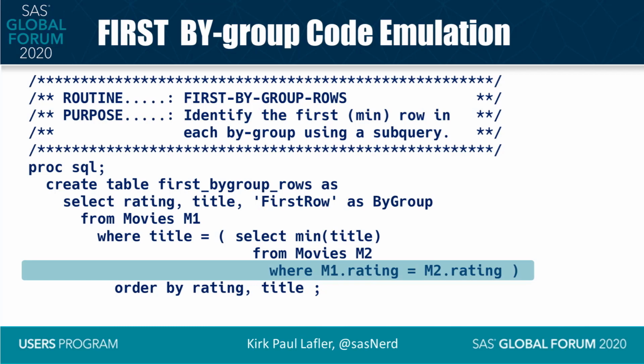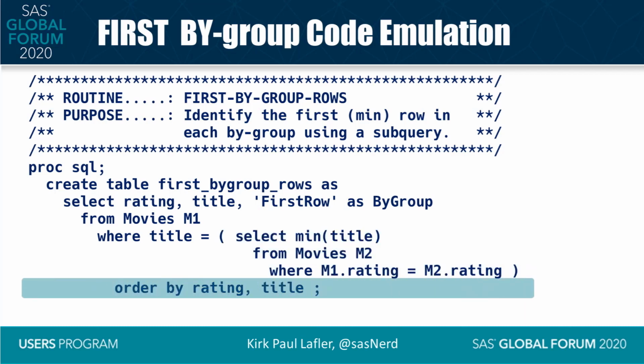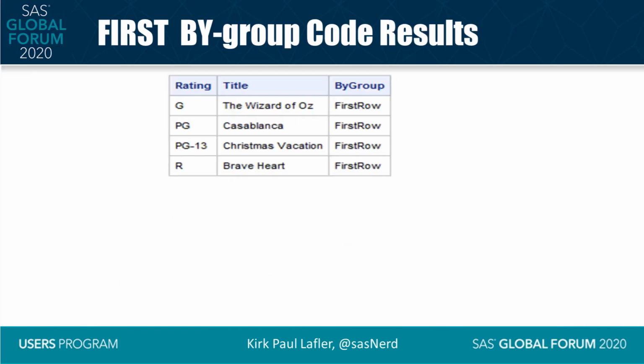Essentially, what is enclosed in parentheses there, the subquery select, is going to process that information and then parlay it out to the outer query. And then the results are going to be ordered in ascending order by the movie rating, followed by the movie title. And this is what we're going to get. We're going to create by group processing that represents the first row in each group.